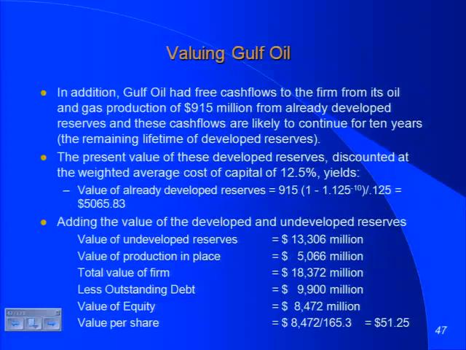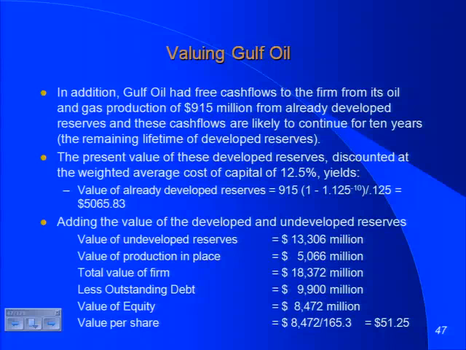Basically, my estimate was that about $915 million in cash flows they were getting from these developed reserves, and if they did nothing, there were 10 years of developed reserves they could exploit. I took the present value of $915 million over 10 years. That gives me $5.065 billion. So that's the value of the developed reserves basically run into the ground.